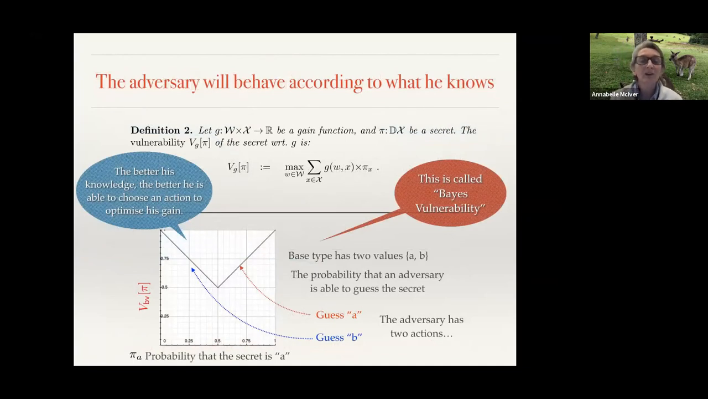We can plot this on a little graph, which I've done just to illustrate. Let's take a very simple scenario where we're just looking at a secret bit. So the secret type has two values, A and B, and there are two guesses for this Bayes vulnerability: the adversary can guess A or guess B. On the horizontal axis, we have the probability that the secret really is A under prior pi. If the probability that the secret is A is less than 0.5, then the adversary would choose to guess B, because that's the more likely value. And if the probability that the secret is A is greater than 0.5, then the adversary would guess A. So you get this V shape, with the minimum value of vulnerability when the secret is uniformly distributed between A and B.